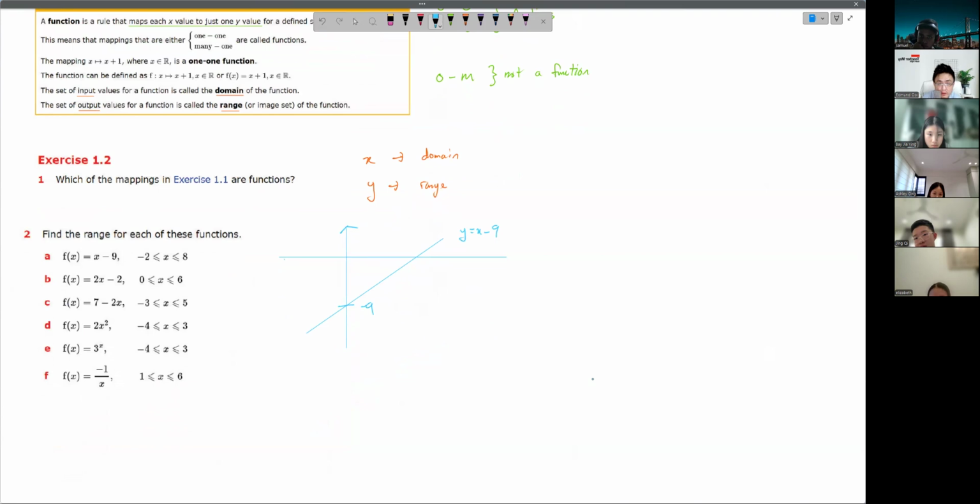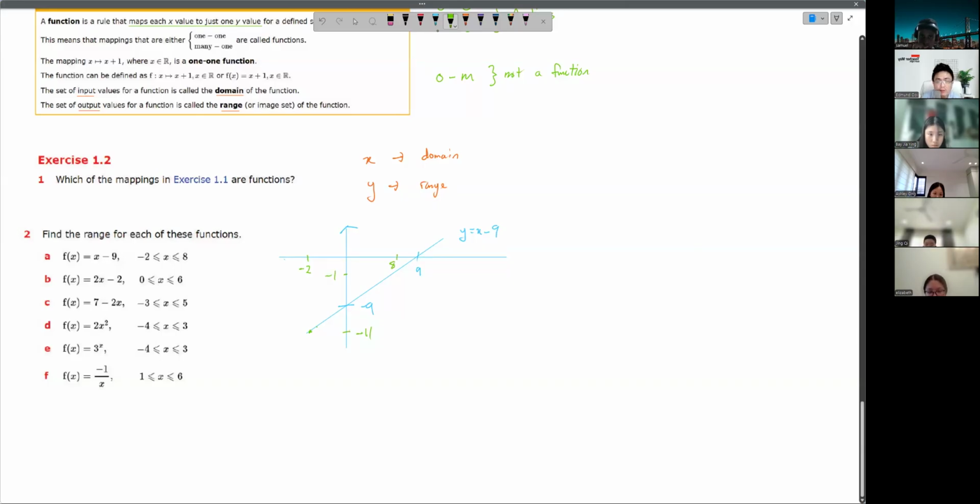So this one is also 9. But now they restrict the domain in such a way that it's from -2 to 8. So when x is -2, what is this y? This is -11, right? So when x is -2, f(x), your y, is -11. And when x is 8, what is this point?